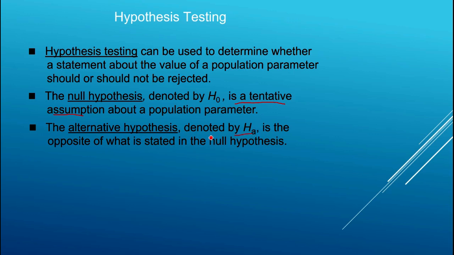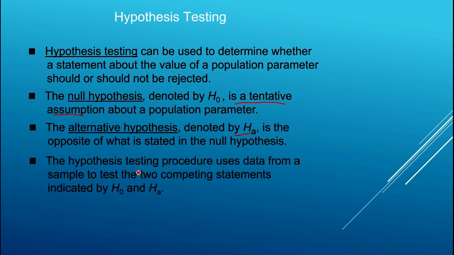And we put the burden of proof against that alternative hypothesis. We start out with the assumption that you are innocent and then ask the courts to prove that there's enough evidence to convince a jury that you're guilty. We do something similar with hypothesis testing in statistics also. So the hypothesis testing procedure uses data from a sample to compare these two competing statements and decide which one seems to be more consistent with the sample evidence.